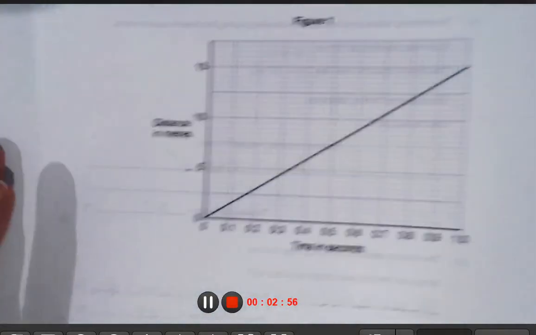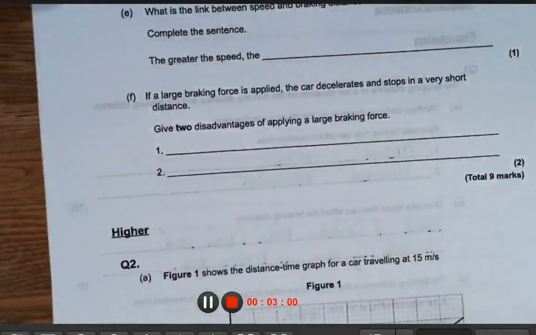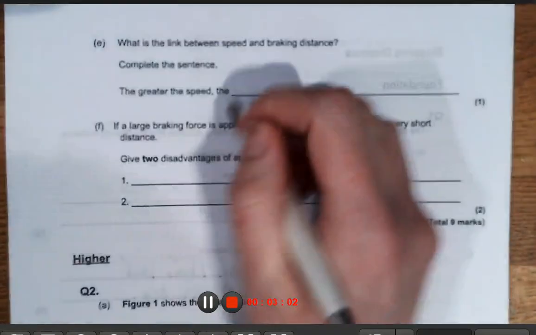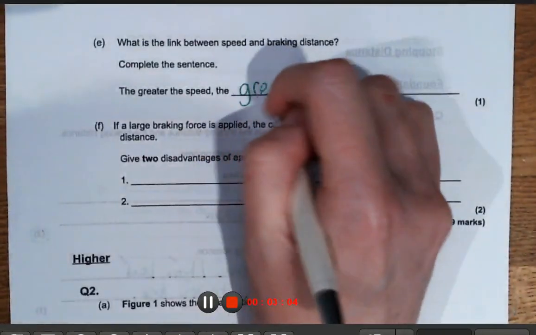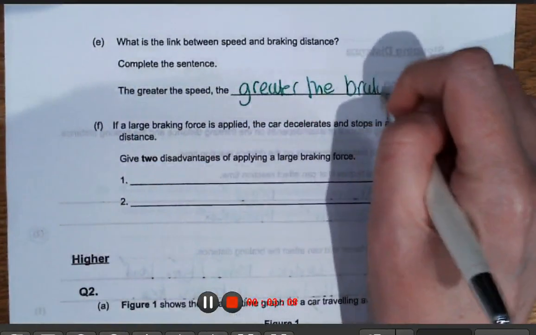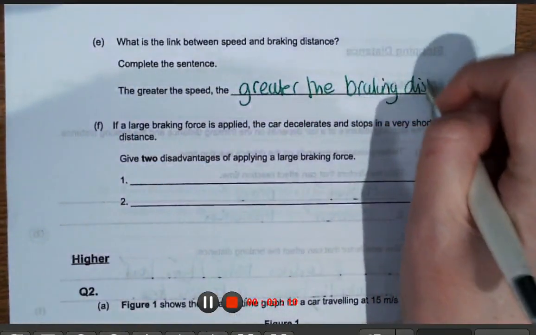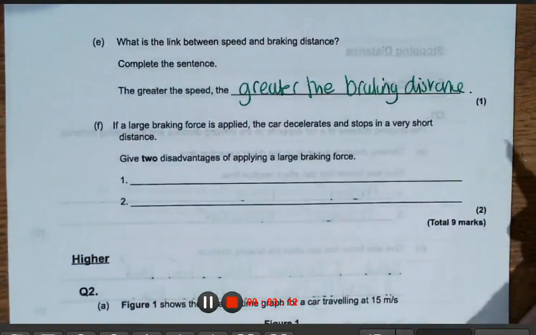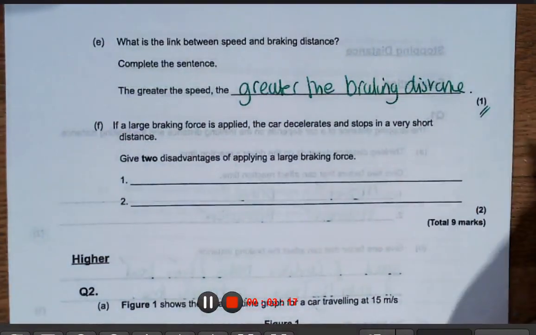And then next question, E. What is the link between speed and braking distance? Complete the sentence. The greater the speed, the greater the braking distance. So if you've put a word that means greater, like bigger, or the braking distance increases, that's fine. 1 mark.